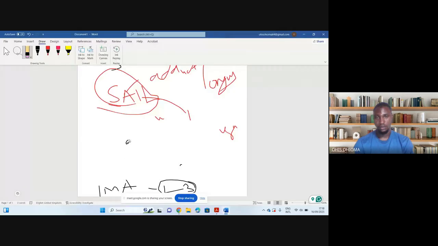Sir, could you kindly explain SAIL again? SAIL and navel. Okay, so SAIL is the borders of the femoral triangle. The S is the sartorius. The A is the adductor longus. The IL is the inguinal ligament. So those three structures form the femoral triangle.